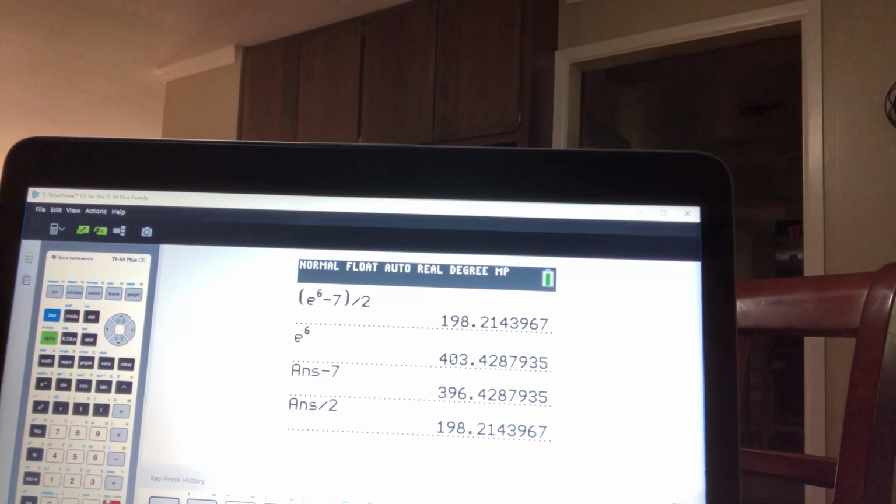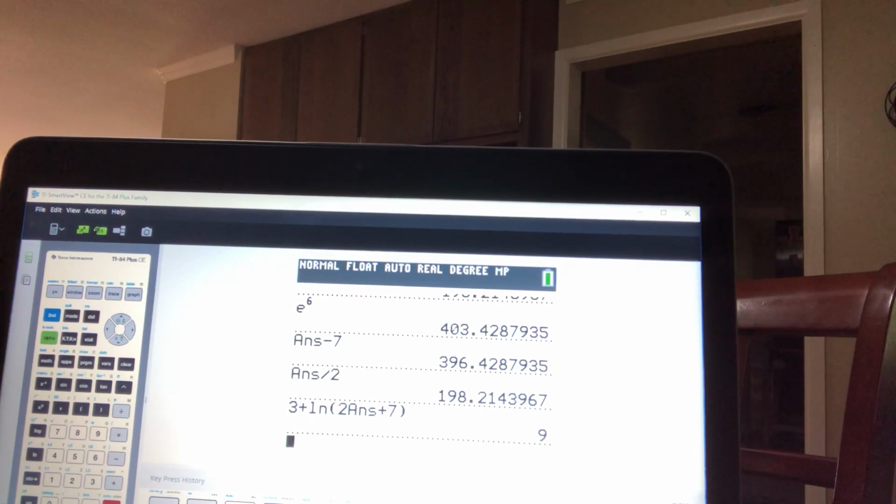Okay, so checking it will be easy. Just use 3 plus the natural log button right beside 4, and then it would be 2 times the answer plus 7. And then that will be the original number 9. So that is correct. So 198.214. Final answer for the last one.